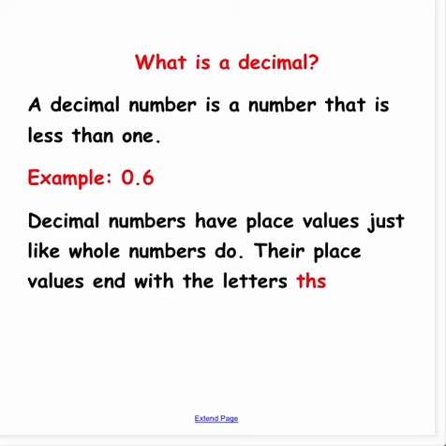A decimal number is a number that is less than 1. Example, 0.6. This is read as 6/10. Decimal numbers have place values just like whole numbers do. Their place values end with the letters T, H, S. This is very important. When you see these three letters, THS, at the end of a word, that lets you know that it is decimal place value rather than whole number place value.